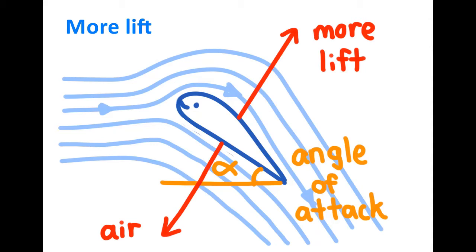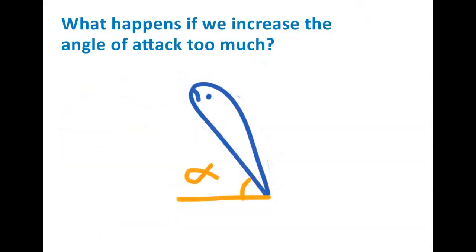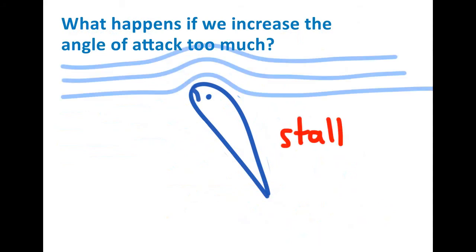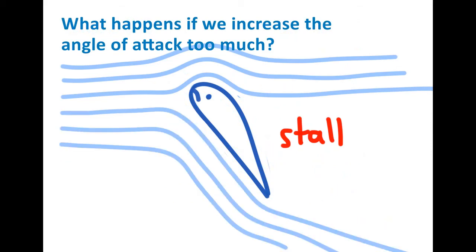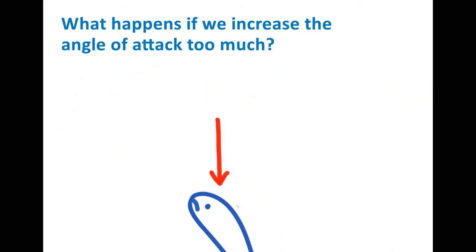But what happens if we increase the angle of attack too much? If we increase the angle of attack too much, the top airflow will stop sticking to the surface and it will no longer be guided down. Without the top airflow going down, the bottom airflow will also stop going down a bit. If this happens, the airfoil stops producing lift, and this is called stall. If this was a plane, it would just drop out of the sky. So now we know how an airfoil generates lift.